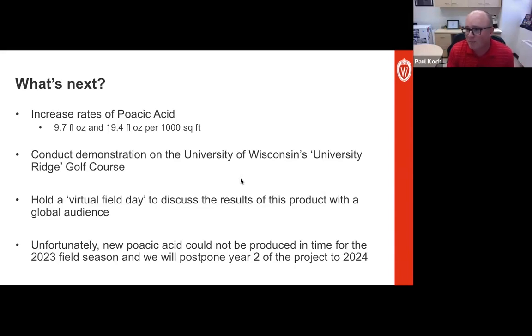And we had a setback this year. We used all the Poacic acid that we had on hand last summer, 2022. So we had worked with Simplot to find another producer to make more Poacic acid, because it was going to be prohibitively expensive for us at UW to make more. We were supposed to have the product in mid-April. It was all going to work great. And then we just had delay after delay after delay.